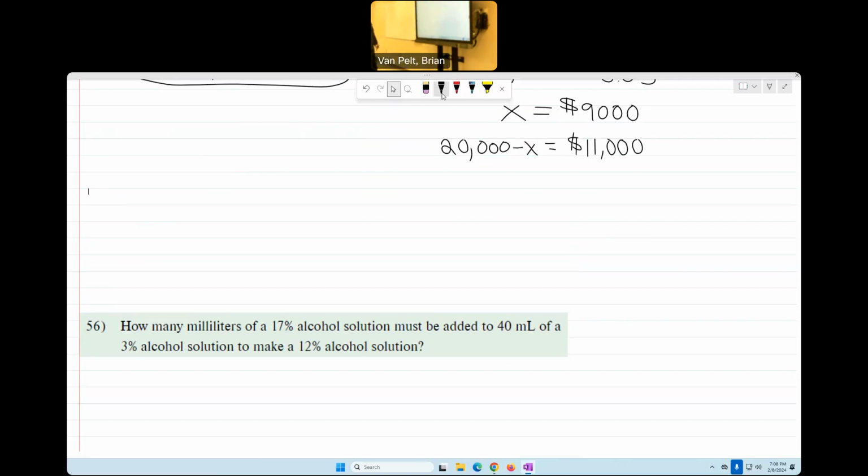X milliliters of a 17% alcohol solution must be added to 40 milliliters of a 30% alcohol solution to get a 12% alcohol solution. So let's take a look. We have X at 17%, plus, they tell you the other amount, don't they? That one was at 30%. And it was supposed to equal, what, 12%?